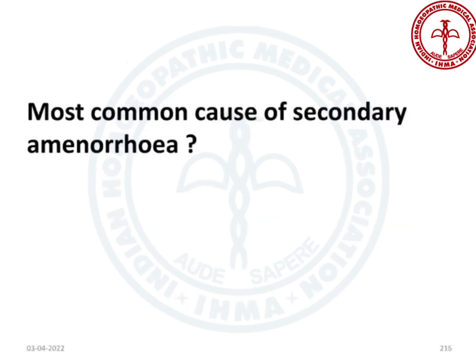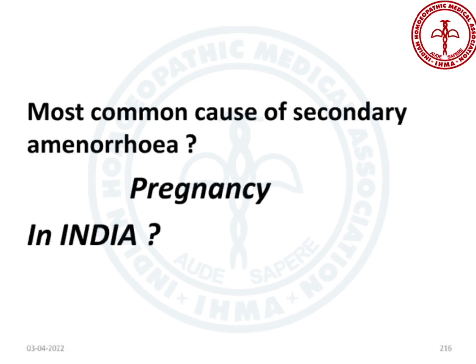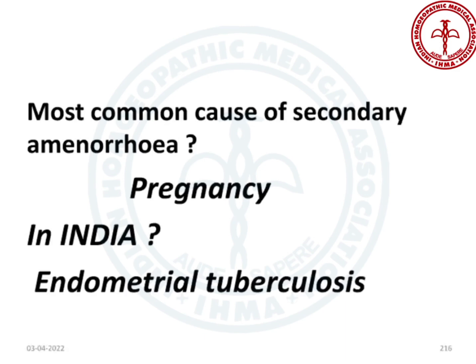And the most common cause of secondary amenorrhea is pregnancy. That is important. But if it is asked as the most common cause of secondary amenorrhea in India, the answer is not pregnancy, it is endometrial tuberculosis.